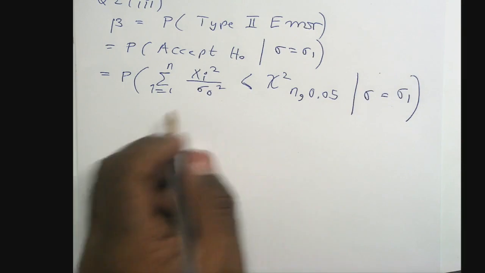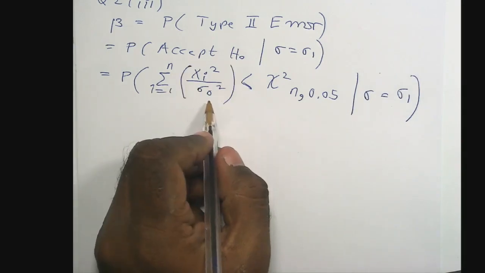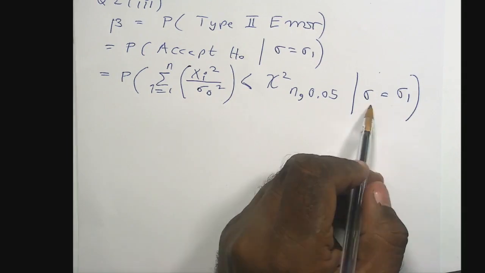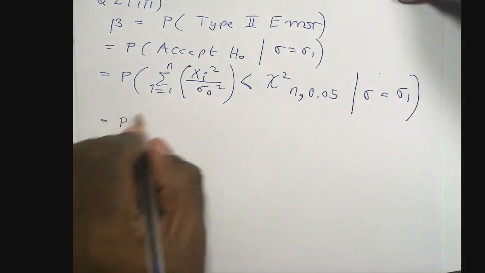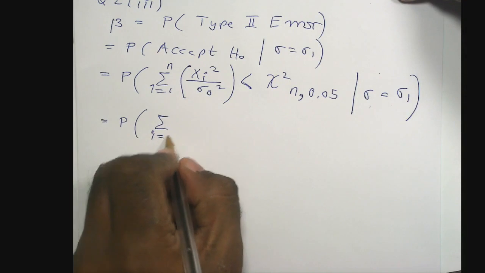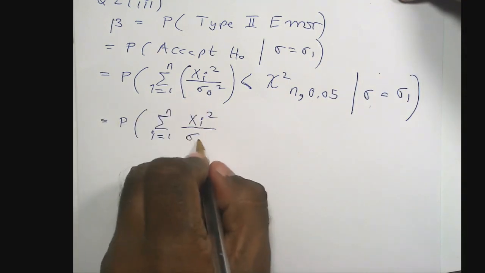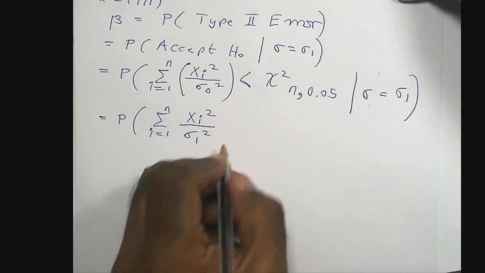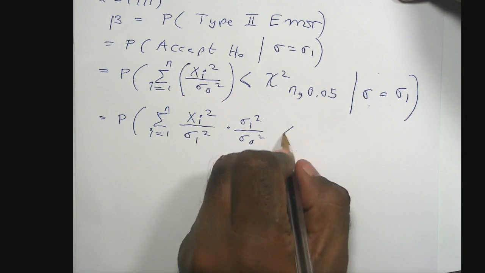Okay, now what you must realize here, guys, is that sigma 0 squared is no longer the true standard deviation. The true standard deviation is sigma 1, right? Because we are conditioning on sigma being equal to sigma 1. So what you must do at this stage, you probably remember this kind of thing I did before the Easter break. You must change sigma 0 squared to sigma 1 squared, right? Because the true population variance, or the true population standard deviation, is sigma 1, not sigma 0, right? So I need to multiply by the same factor.